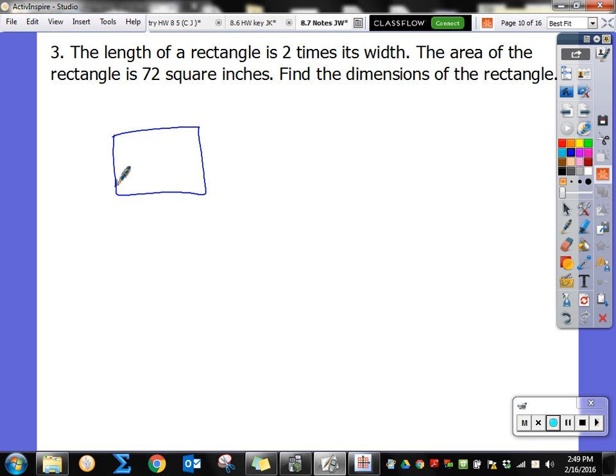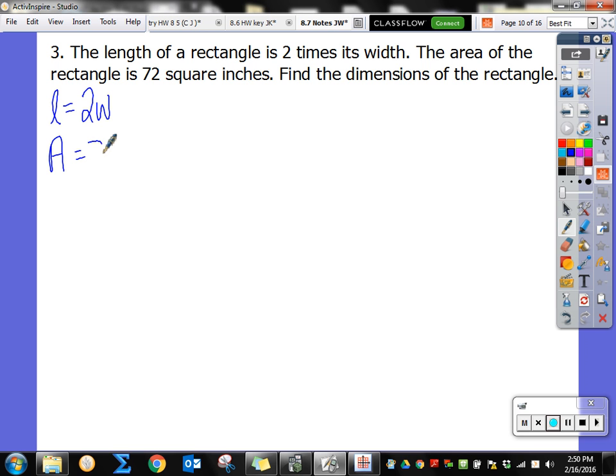Okay, and then it says the length of the rectangle is 2 times the width. So to me, that says the length is 2w. So I just wrote length in terms of width. From there, the area, I might not even need that rectangle, so I'm going to erase it for a minute. And then it says the area of the rectangle is 72 square inches.